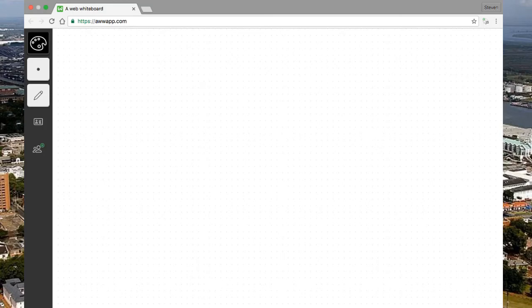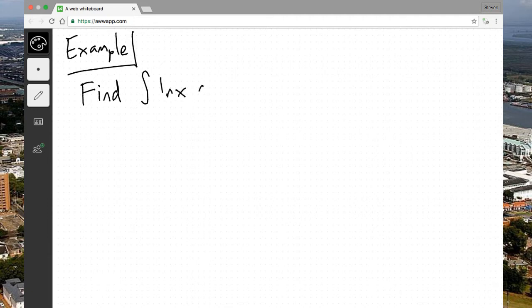Now for this last problem, I'm going to use integration by parts to find the antiderivative of natural log x. Now remember, natural log of x is the antiderivative of 1 over x, or with an absolute value involved. But what about natural log x itself? What would be its antiderivative?